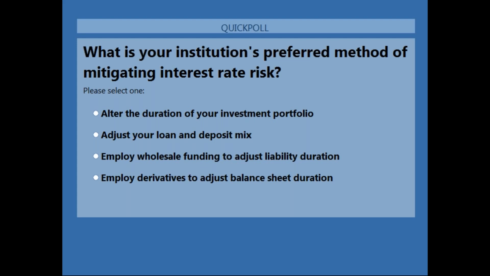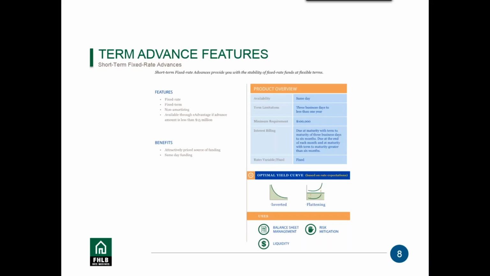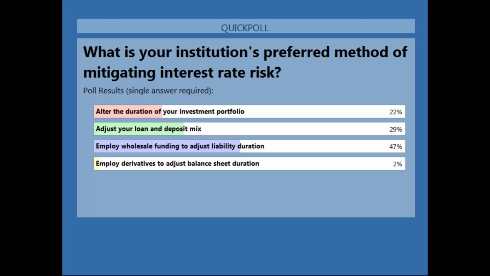All righty. It looks like we're up to an 85% voter participation, so that's pretty good. Let's go ahead and share the results. Okay. So the clear winner is to employ wholesale funding to adjust your liability duration. 47% of the respondents would choose to use wholesale funding. Coming in second place is adjust your loan and deposit mix. 29% of the responders chose that option. Coming in third, you would use your investment portfolio and your liquidity to alter your duration. And last but not least, only 2% of the respondents would actually use derivatives to adjust their balance sheet duration.